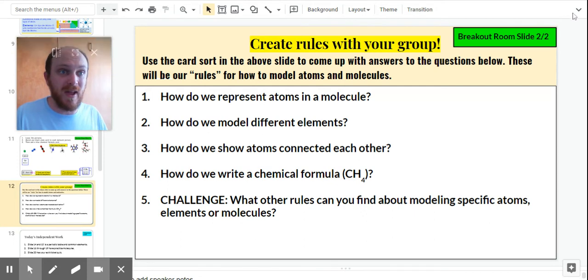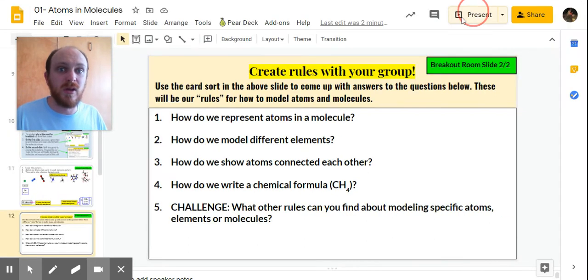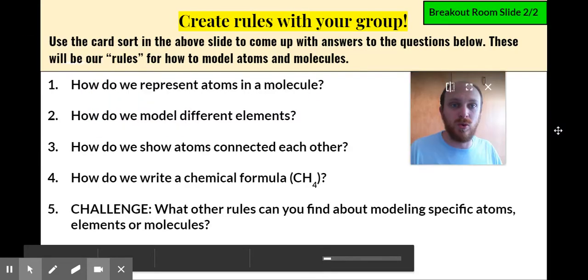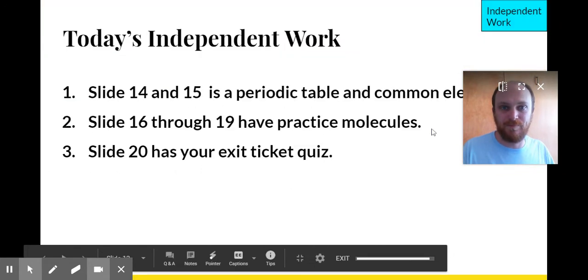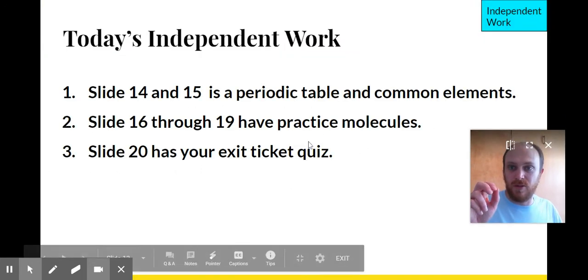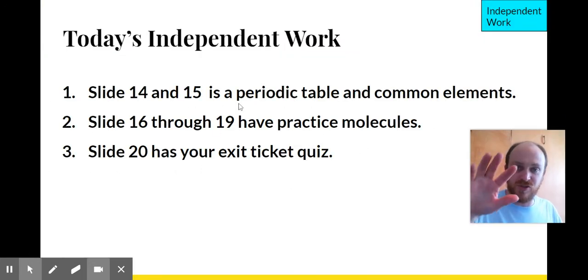Okay, so I'm going to go back into present mode and I'm going to show you what your independent work is today. There's kind of three parts. There's slide 14 and 15, which is just a periodic table and a common elements page, and I'll show you those. And then 16 through 19 have practice molecules. You're going to type the answers right onto the slide. And then slide 20 has your exit ticket.